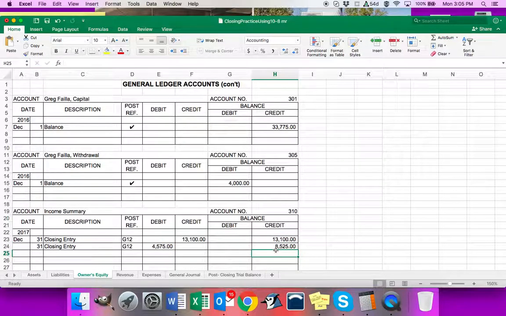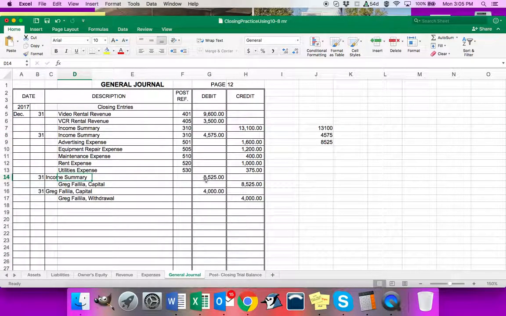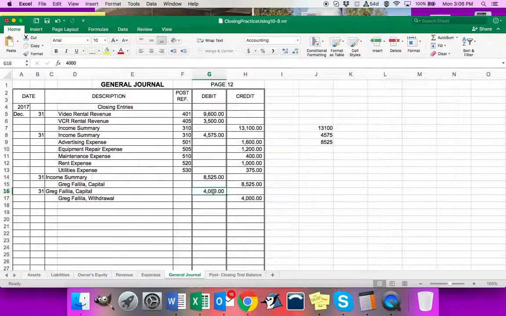We take this minus that and get $8,525, which is why in the next transaction down there, you see a debit of $8,525. You're going to do that for all your expenses, which will make those a zero balance. Then you're going to affect capital using these two numbers. Capital won't zero out, but capital will be credited $8,525 and debited $4,000. If you have any questions on that, please let me know.